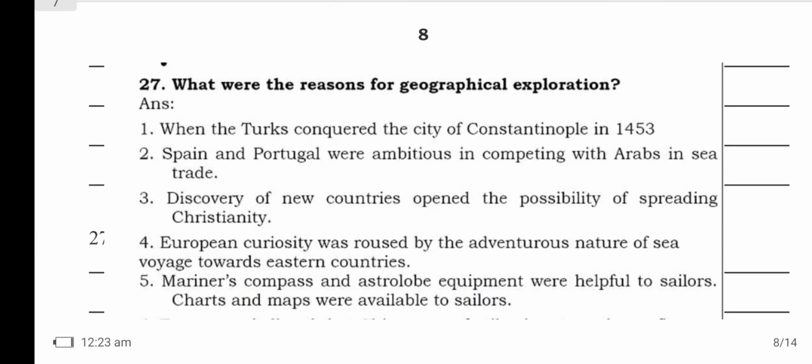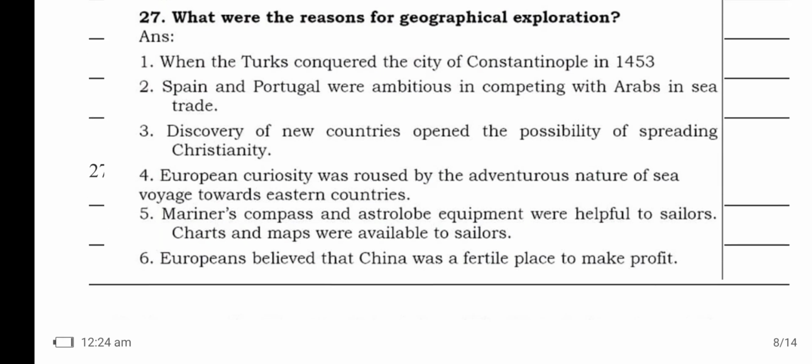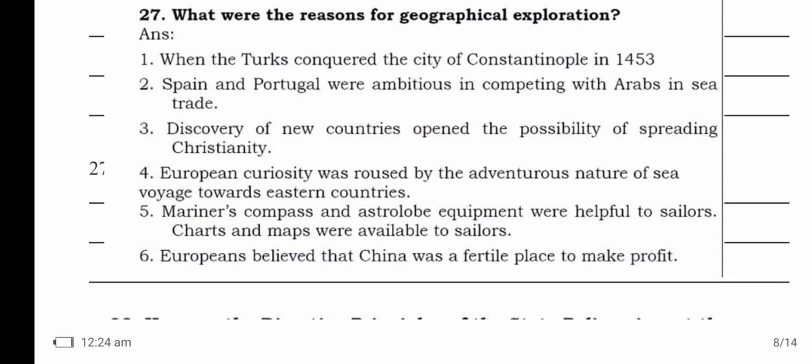What were the reasons for geographical exploration? When the Turks conquered the city of Constantinople in 1453, Spain and Portugal were ambitious in competing with Arabs in sea trade. Discovery of new countries opened the possibility of spreading Christianity. European curiosity was roused by the adventurous nature of sea voyages towards eastern countries. Mariner's compass and astrolabe equipment were helpful to sailors. Charts and maps were available to sailors. Europeans believed that China was a fertile place to make profit.